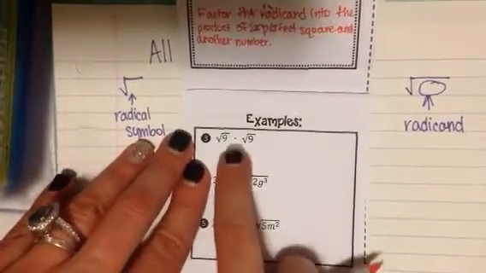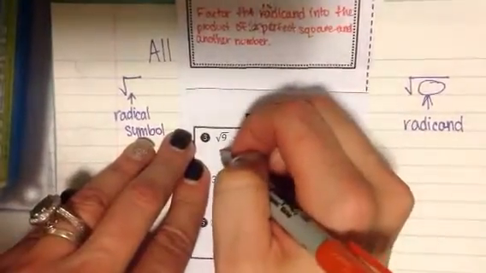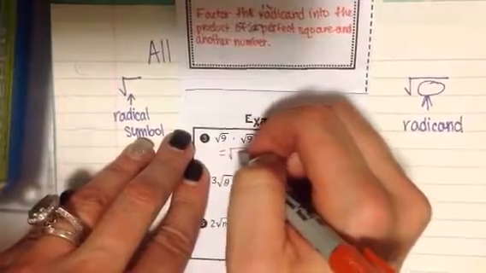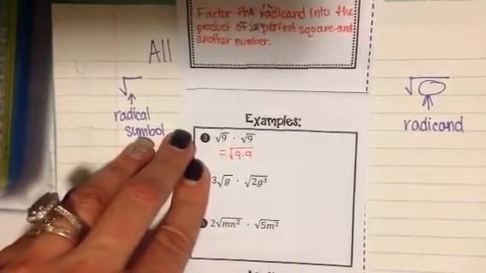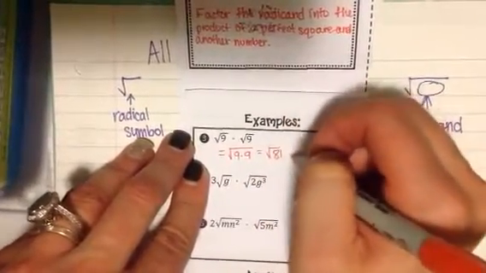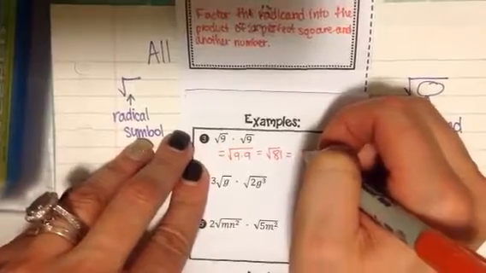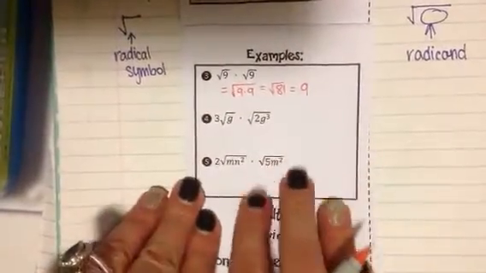Example 3 has the square root of 9 times the square root of 9. Well, we can put these back together and say that this is the square root of 9 times 9, all under one radical symbol, equals the square root of 81, and the square root of 81 is 9.